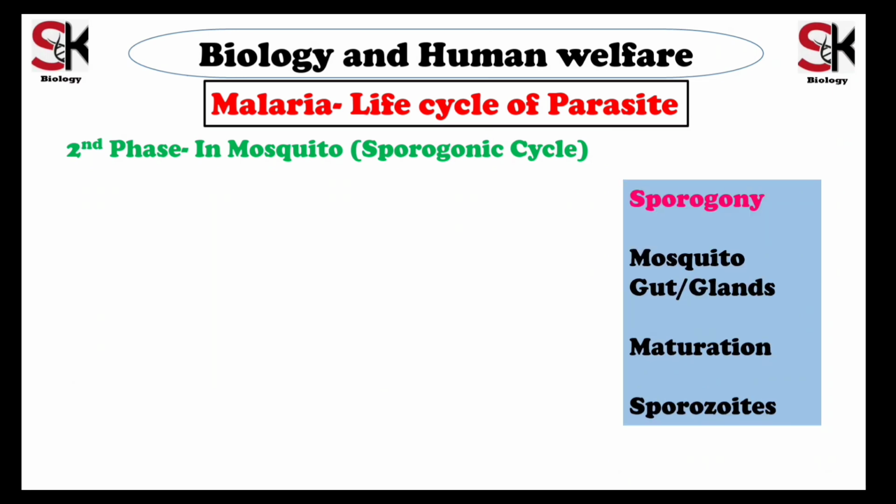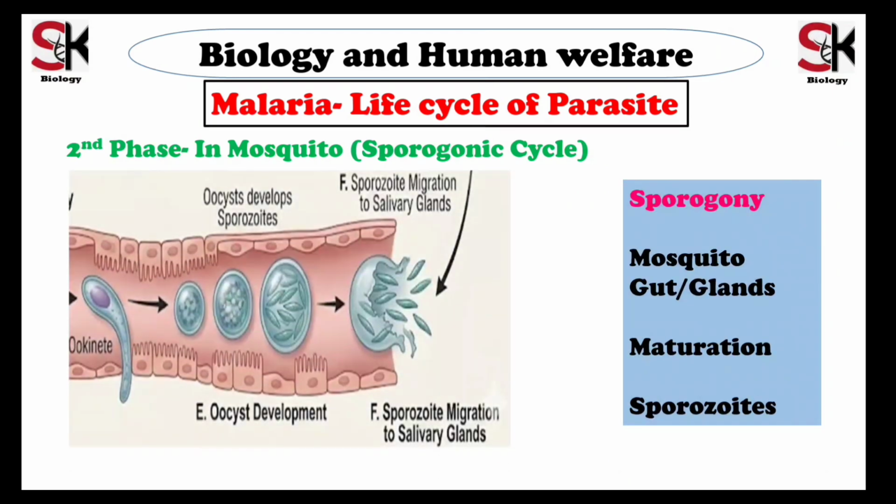The ookinete formed in this step penetrates the mosquito gut wall and develops further. Inside the mosquito, the parasite undergoes maturation. The process is called sporogony.